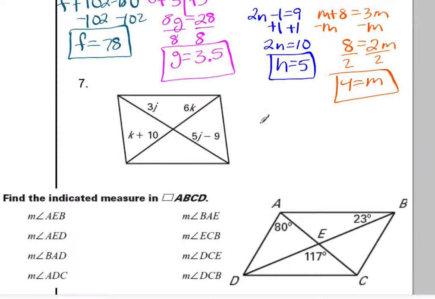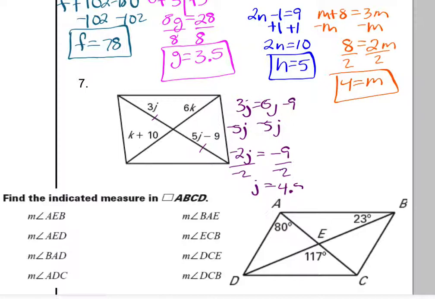Continuing on, we've got another one with the diagonals labeled. So again, the diagonals bisect each other. So I'm looking at this one here. 3j equals 5j minus 9. I'm going to subtract the 5j. I've got to get my letters together, and I don't want to leave it empty on the left side. That'd be negative 2j equals negative 9. And divide by negative 2, j would be positive 4.5, because negative divided by negative is positive.